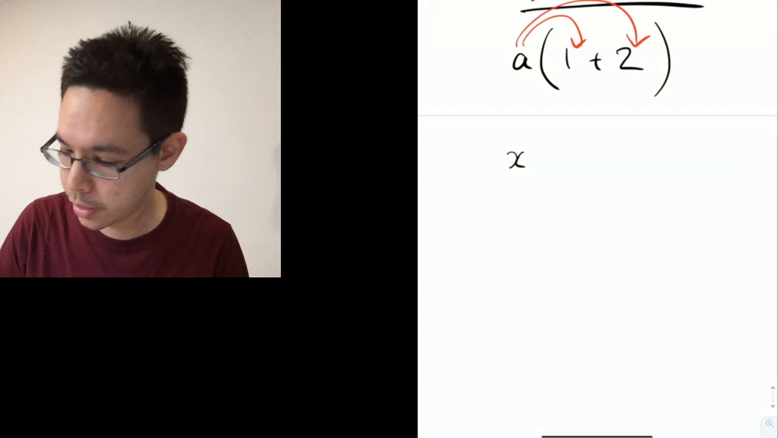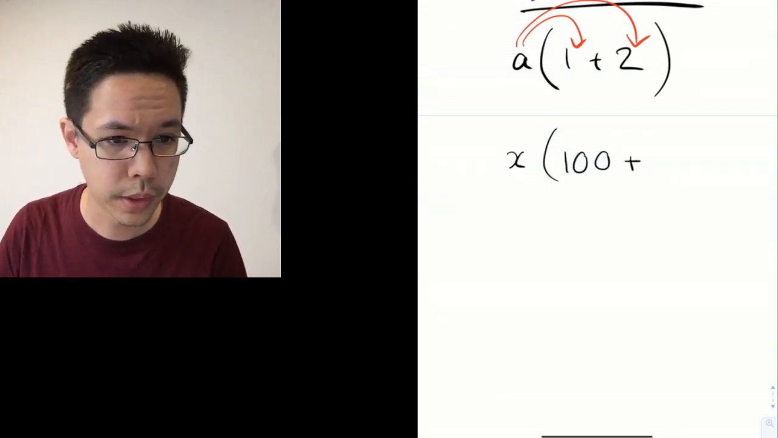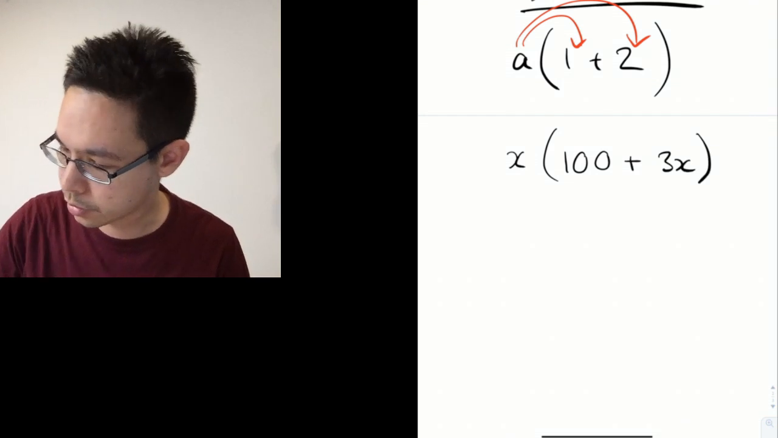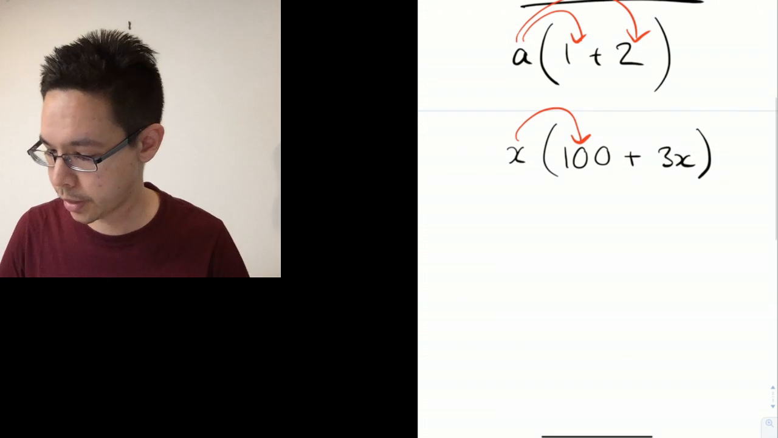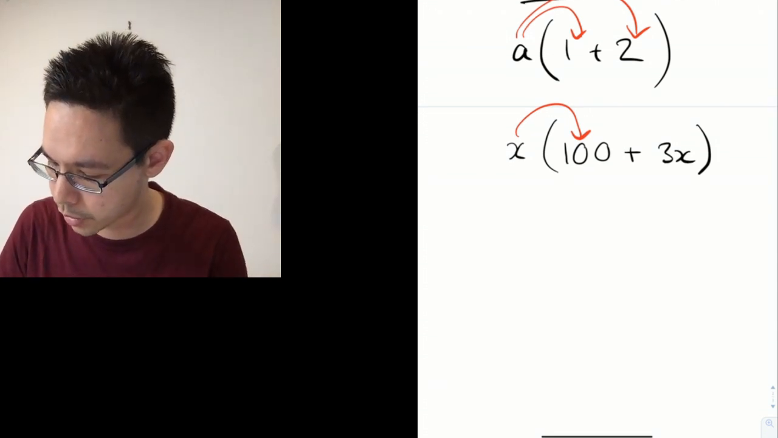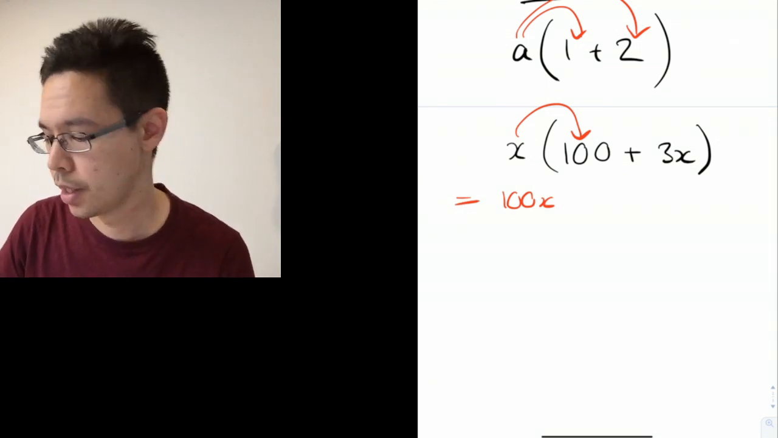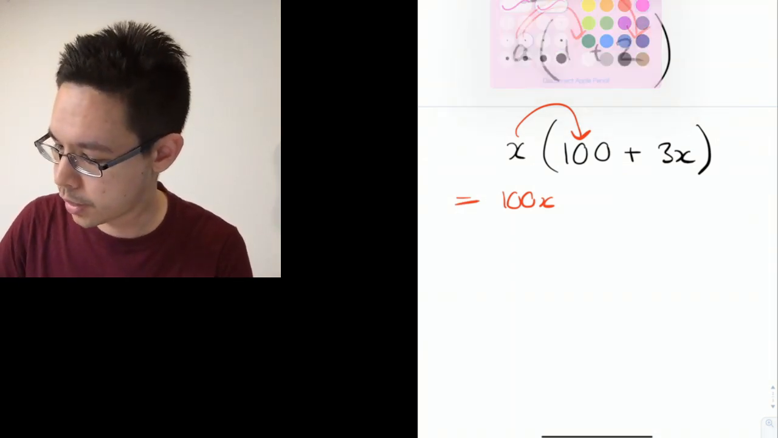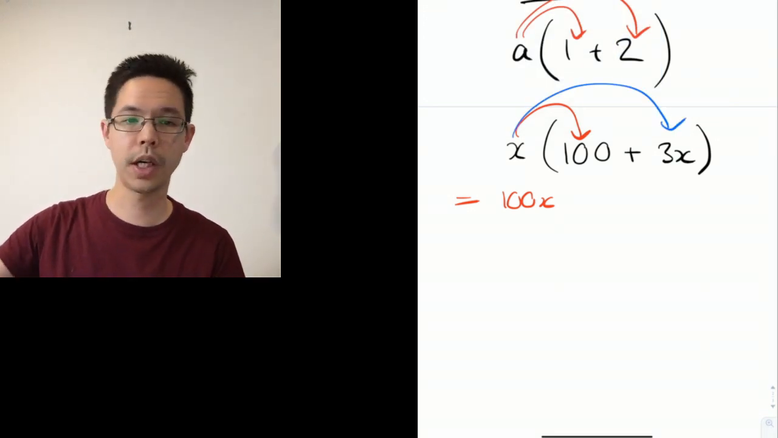This is pretty quick. So x outside of 100 plus 3x. If I do my first multiplication, x times into the brackets, it will be x times 100, so I'll get 100x as my first bit of the solution. And then I go to the next, which I'll use in blue. I'm going to attack x times 3x.